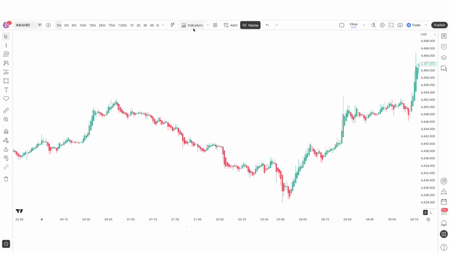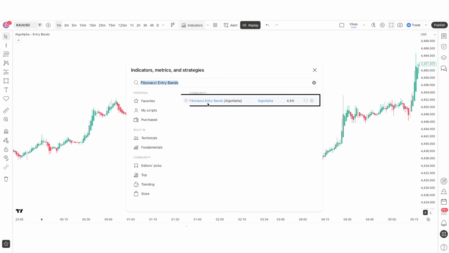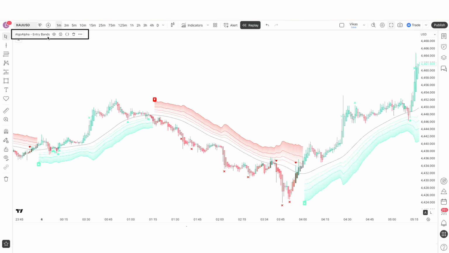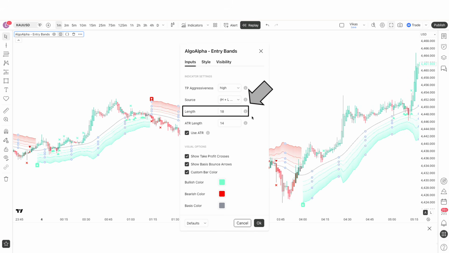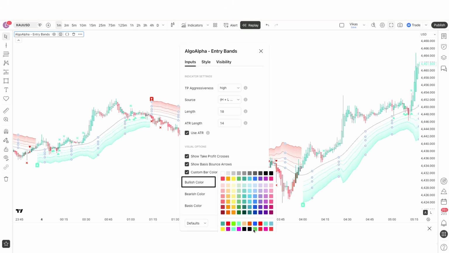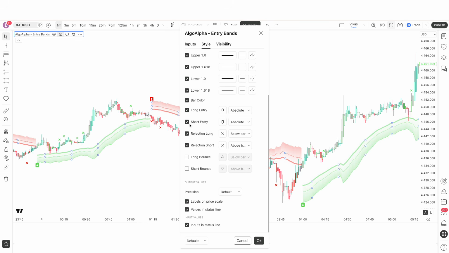Head over to the Indicators tab and search for the Fibonacci Entry Bands. Select the indicator made by Algo Alpha and add it to the chart. Now change the indicator settings for perfect signals. First, change TP aggressiveness from low to high, then change length from 21 to 18, then change the bullish color. We have to keep these options hidden. We need to increase the thickness of upper 1.0 and lower 1.0. We have to keep these options hidden. Here, everything is fine after that.